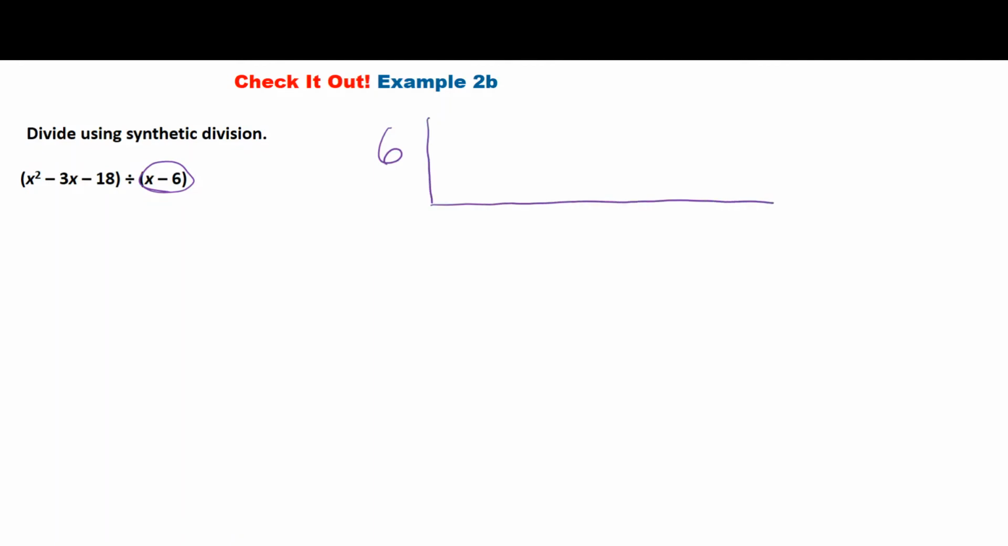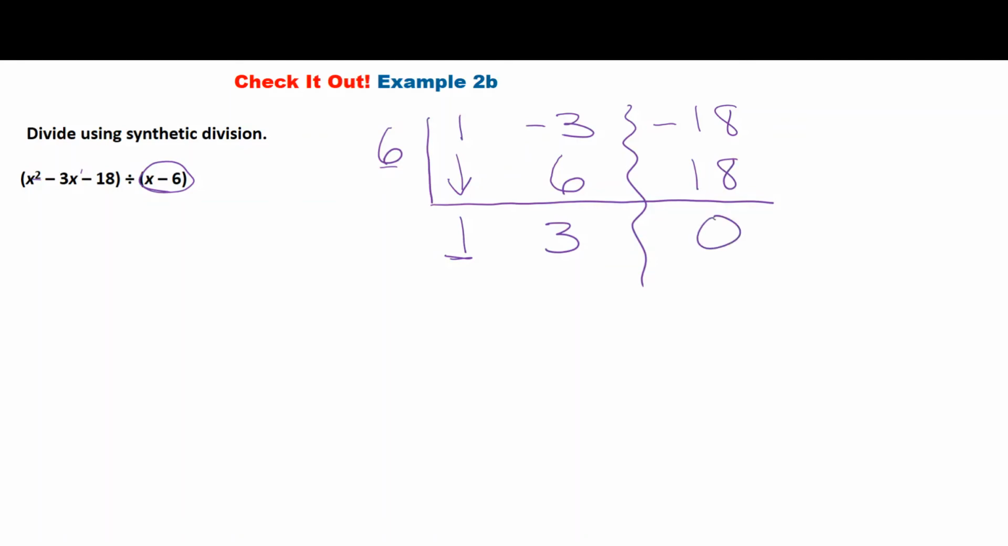Let's check our exponents. I have 2 and then 1, so I have it already in order. My coefficients are going to be 1, negative 3, and negative 18. I'm going to go ahead and draw my line there. Remember, bring our first number straight down and then multiply. 6 times 1 is 6, and it goes right here. Negative 3 plus a positive 6 is 3. 6 times 3 is 18. 18 minus 18 is 0, so we have no remainder.